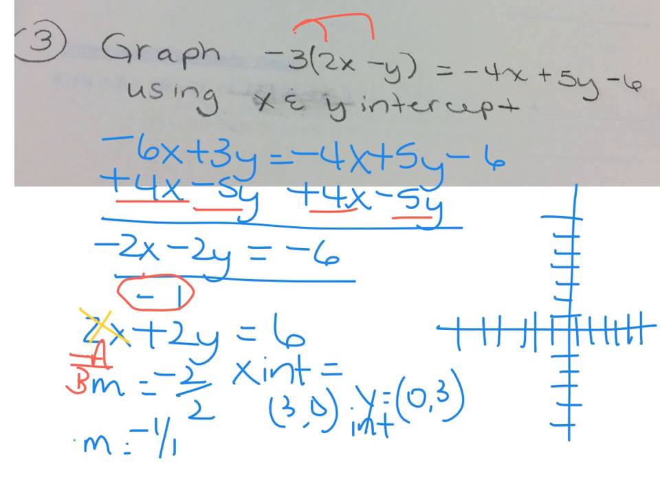So when I go to graph this, my x-intercept is (3, 0). My y-intercept is (0, 3). My slope is negative 1 over 1. Down 1, right 1, down 1, right 1. Here's my line.